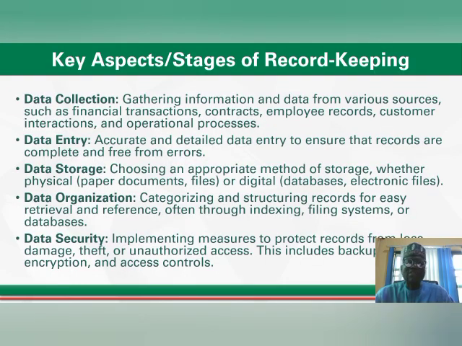Now let's also look at key aspects or stages of record keeping. Data collection: gathering information and data from various sources, such as financial transactions. All that information is data, and you gather it. Data entry: accurate and detailed data entry to ensure the records are complete and free from errors. From the very day you create a record, whatever information you are getting must be correct, and you must ensure that the data are well entered. Data storage: choosing an appropriate method of storage, either physical or digital. So ensure those things are well kept.